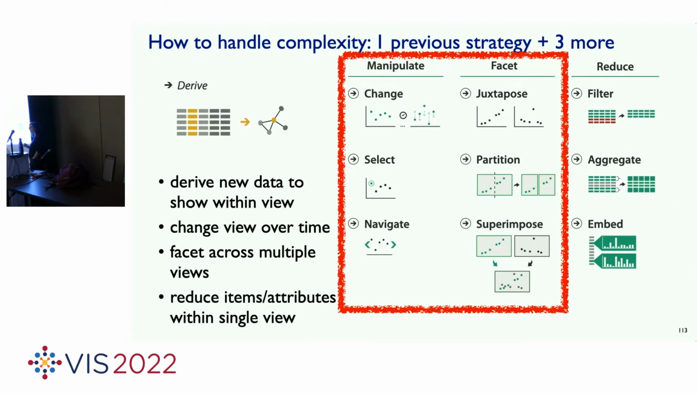Remember that I already talked about a strategy for handling complexity, which was deriving new data. Now we're going to talk about some of the other really major strategies, which is any kind of interactivity of changing a view over time. We're also going to talk about the idea that maybe you need more than one view. Maybe a single view cannot fully solve your problem. So let's think about some of the considerations with multiple views. And then later we'll get to this idea of reducing what you see in a single view.